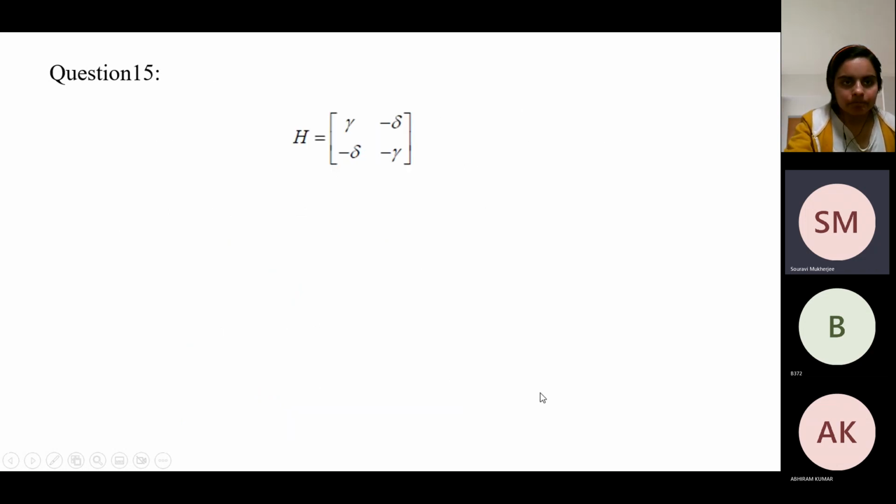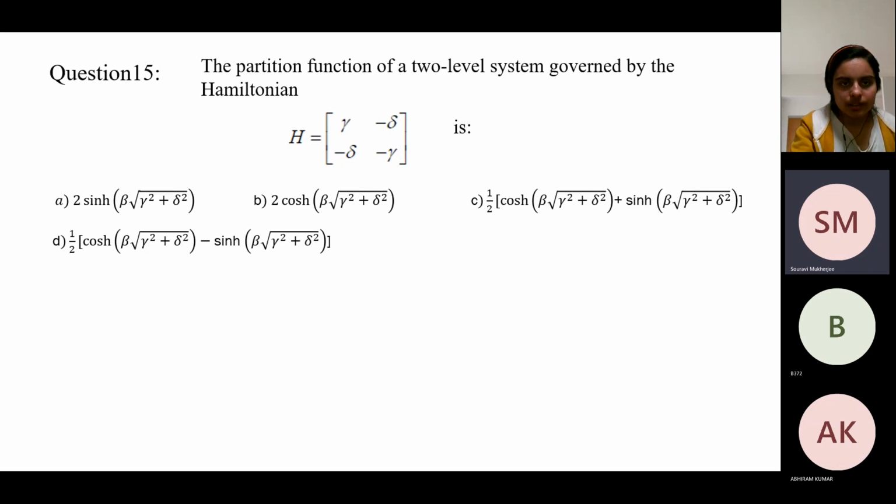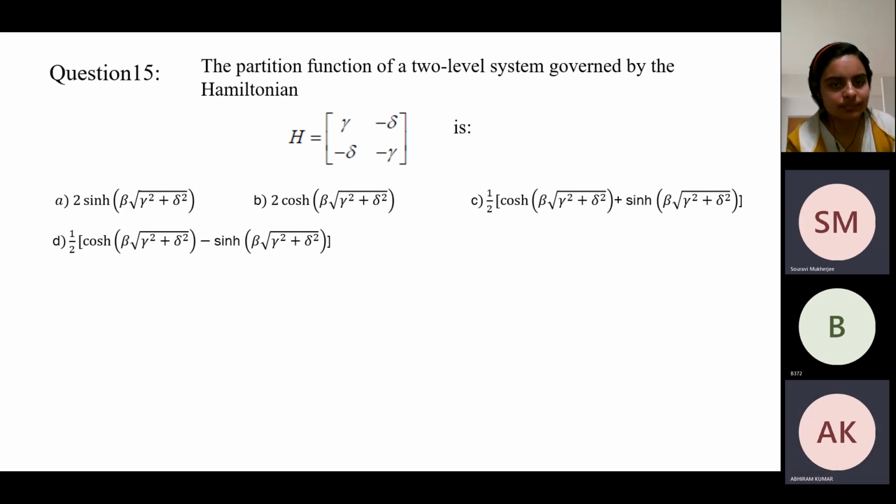Okay, and the next question is a very simple but standard question, where your Hamiltonian is given in terms of a matrix here, and now you have to find the partition function. So how do you plan to proceed with this question? Any idea? Just put the exponential term e to the power minus beta H and use the properties of the exponential of a matrix.